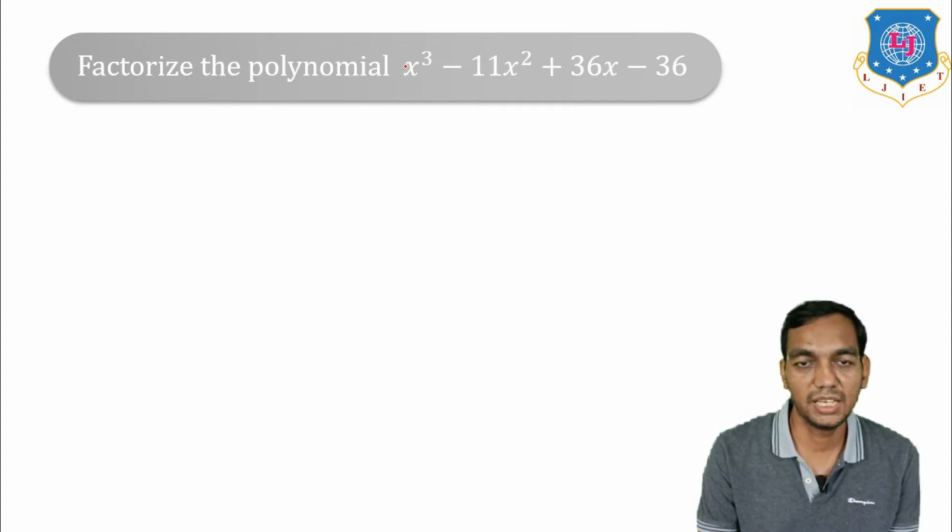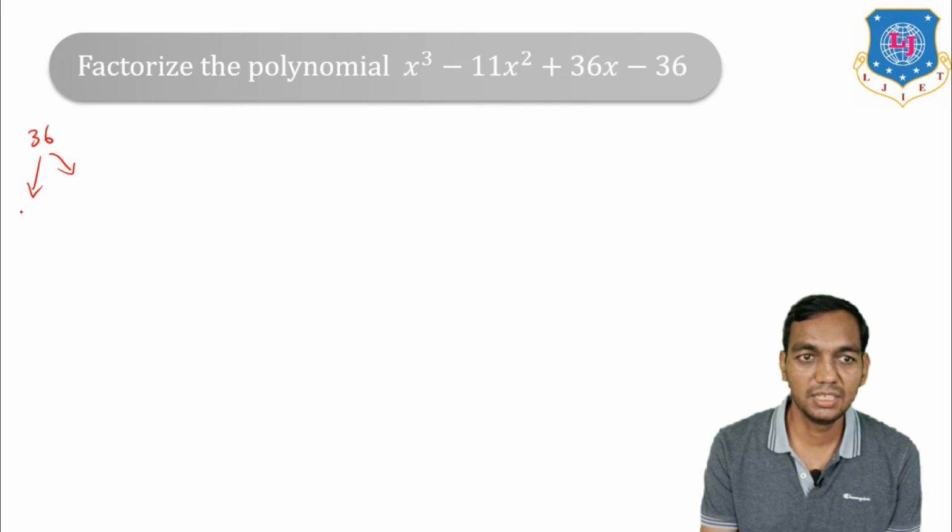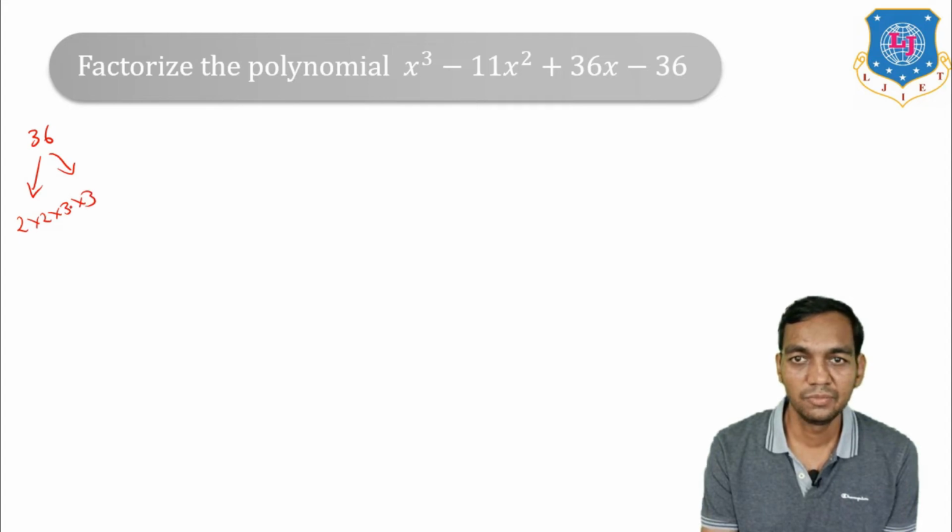The highest degree term is x cube. It has a coefficient 1. Into 36 is 36. So now the factors of 36 are basically, if you are going with a prime factorization, 4 into 9, so 2 into 2 into 3 into 3, correct?